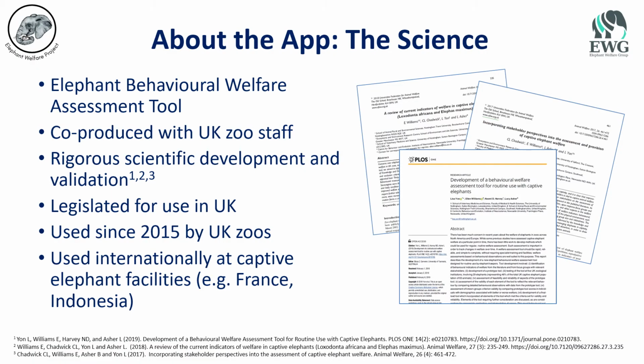The app is based on the Elephant Behavioural Welfare Assessment tool, which was created as part of the activities of the UK's Elephant Welfare Group. The tool was co-developed with advice and assistance from UK Zoo staff and underwent rigorous scientific evaluation to test both reliability and validity. It has been legislated for use by the UK government to be routinely used by all elephant holding facilities in the UK and has been used by UK zoos since 2015.